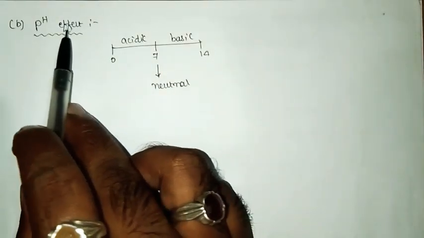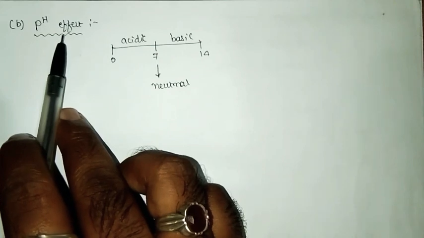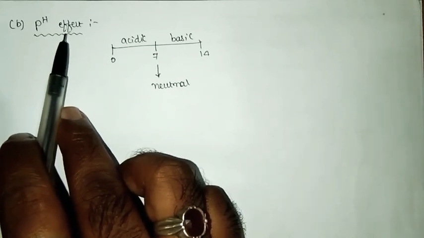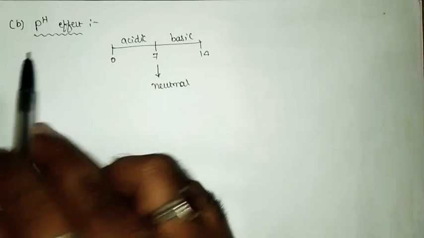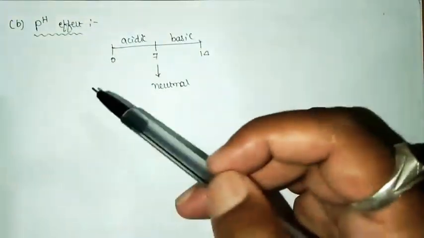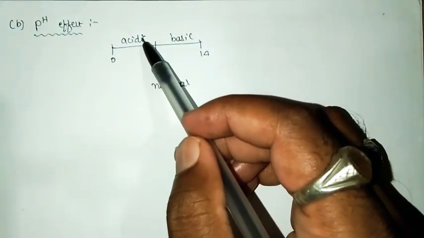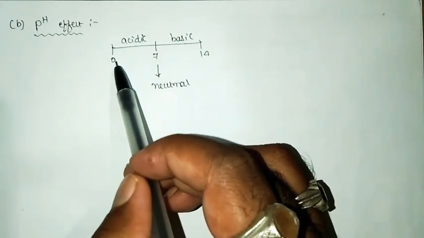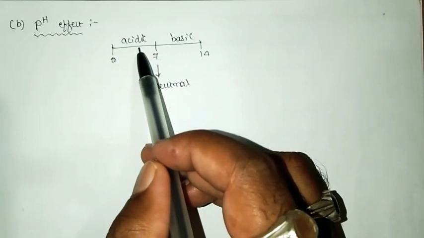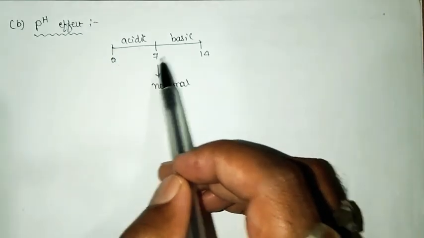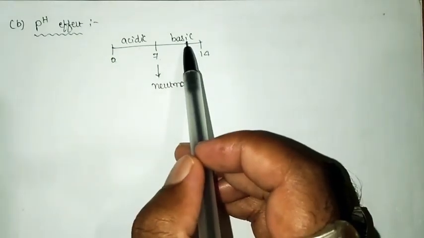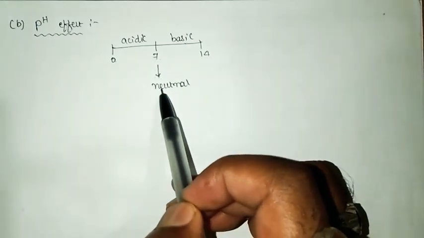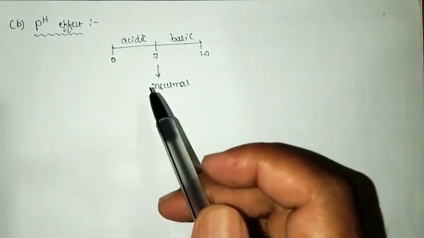The second factor that influences the rate of an enzyme catalyzed reaction is pH. And we know that the pH of a solution will decide whether a given solution is acidic or basic. If the pH of a solution is between 0 to 7, that is acidic in nature, and if it is between 7 to 14, that is basic in nature, and if it is exactly 7, then the solution is neutral.